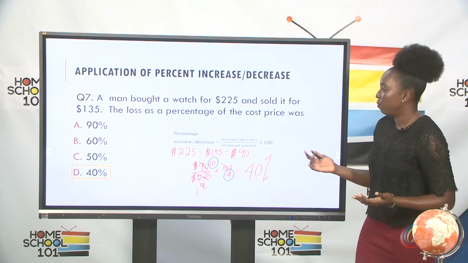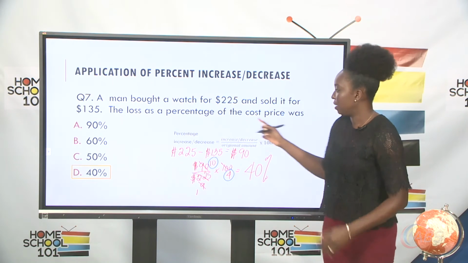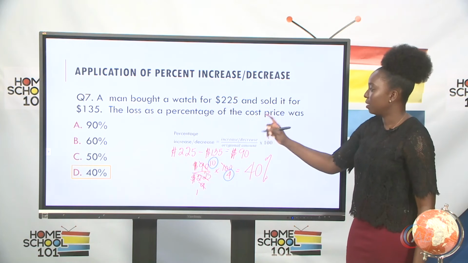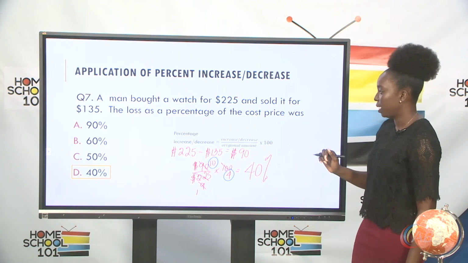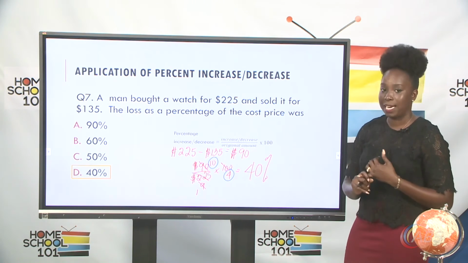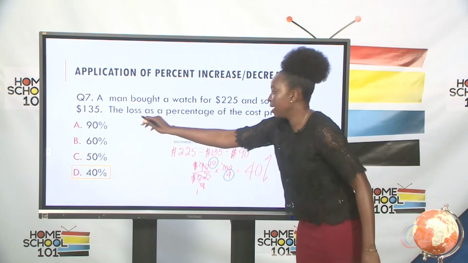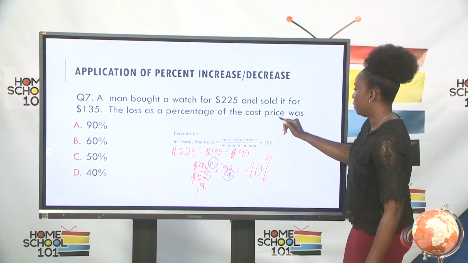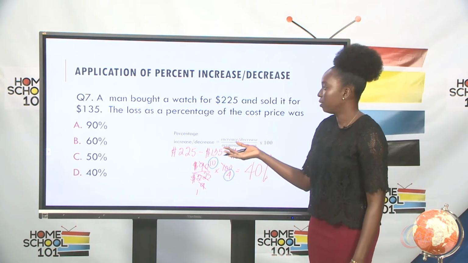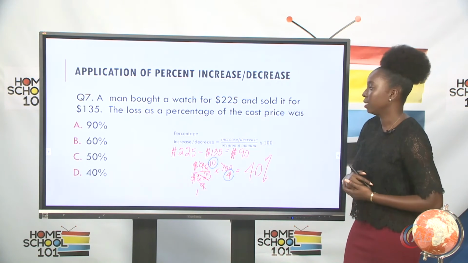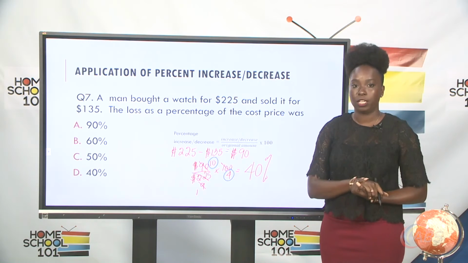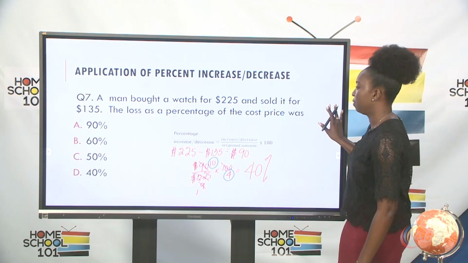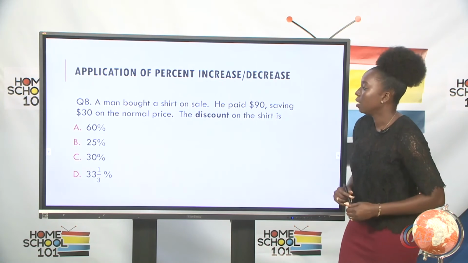But then again, when you read the last line there of the question, the loss as a percentage of the cost price, okay, we know we're going to find a percentage, and it says the loss, which is here, and the cost price. So we just put the loss over the cost price and multiply it by 100 to change it to a percentage. Okay?